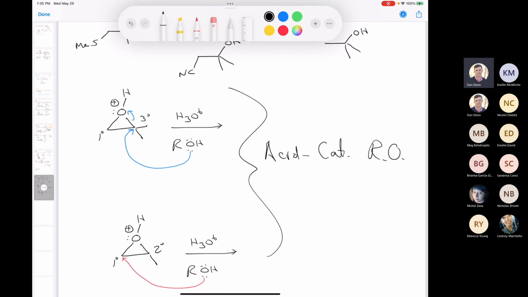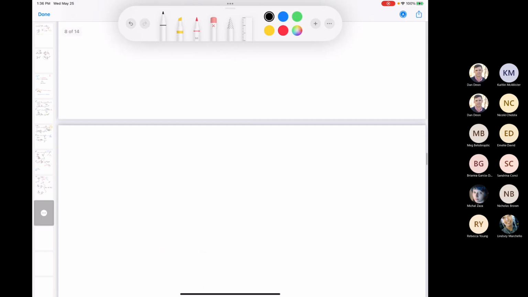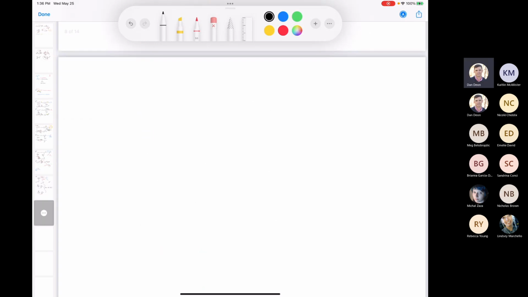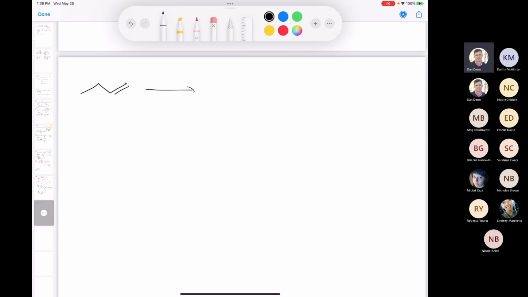Something else that I think we should talk about is why don't we try an ether synthesis problem? I mean, we made one ether in the last problem. Let's try another one. What if you took 1-butene, and you wanted to make this, so let's just put an ethyl group over here. How would you do that?